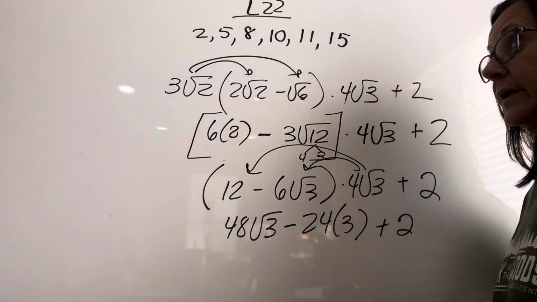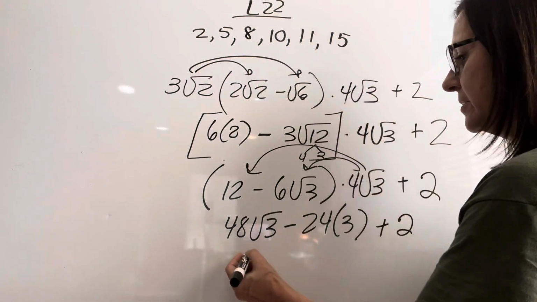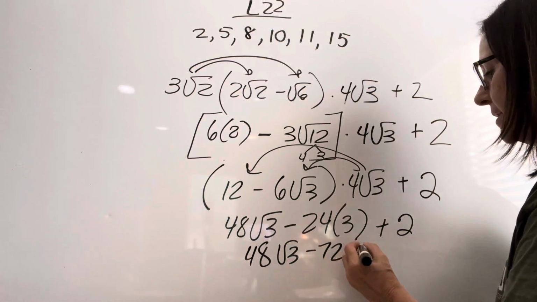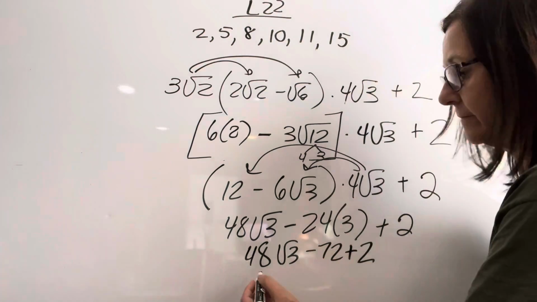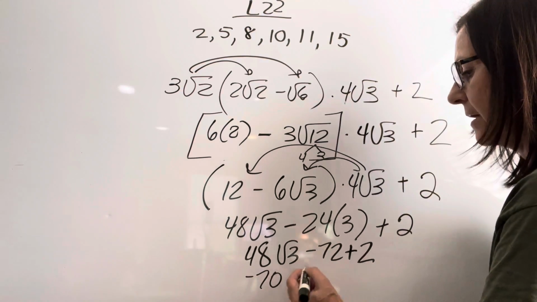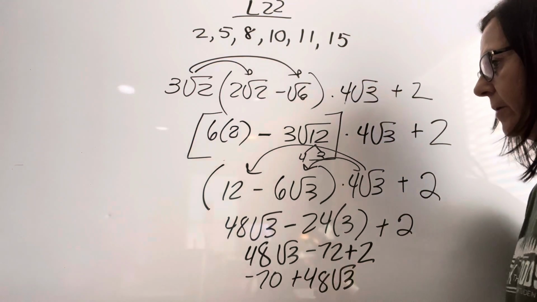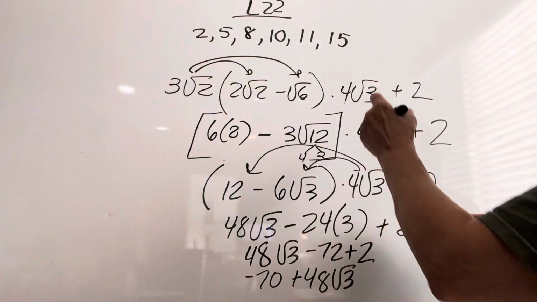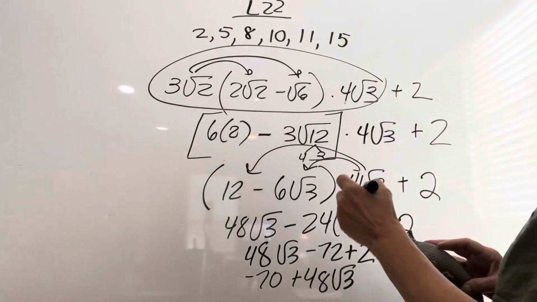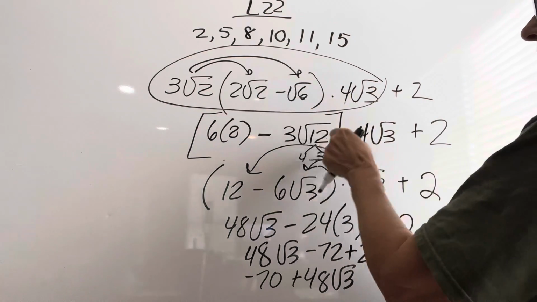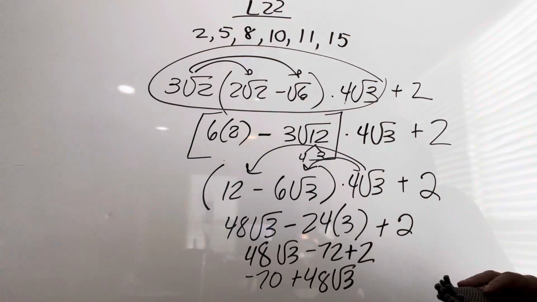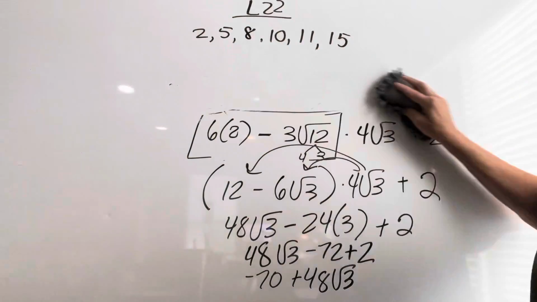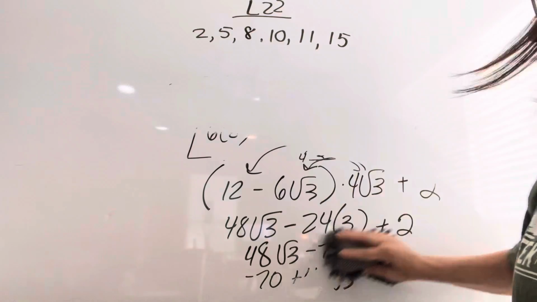So 24 times 3 is what? 72. So that's 48 square root of 3 minus 72 plus 2. So it's going to be negative 70. Negative 70 plus 48 square root 3. All right, so understanding this operation, order of operations right here was important. It's this first term times what's in the parentheses times what is over here. All right, that's number 11.